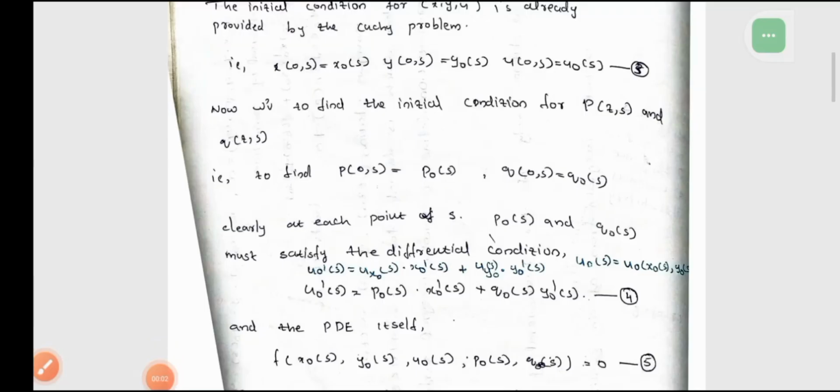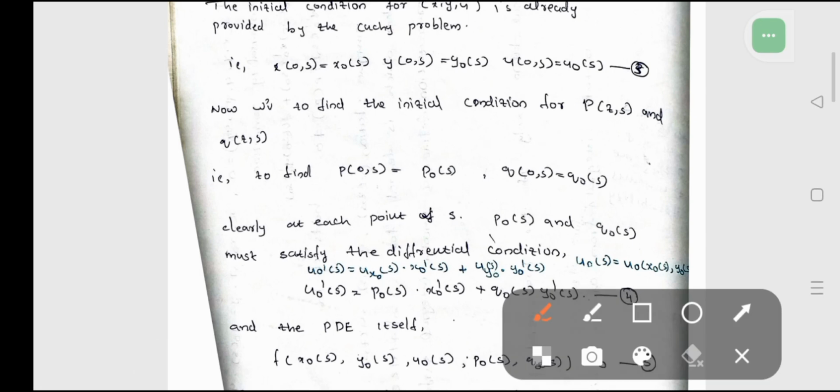This system 4 and 5 holds only at s0, that is, at the point s = s0; under this condition, this system holds.